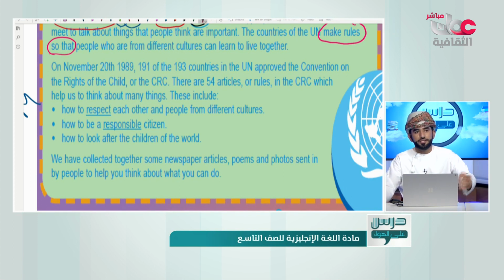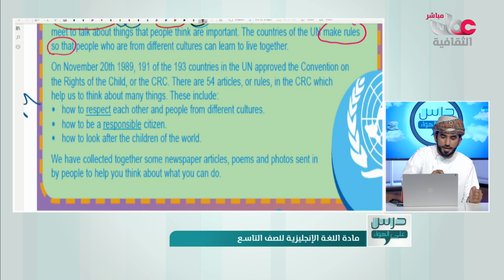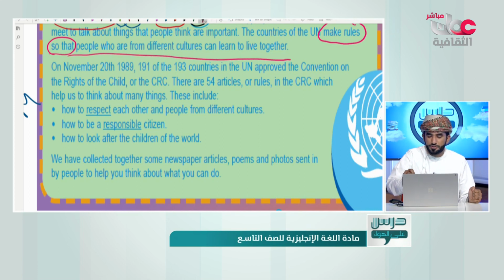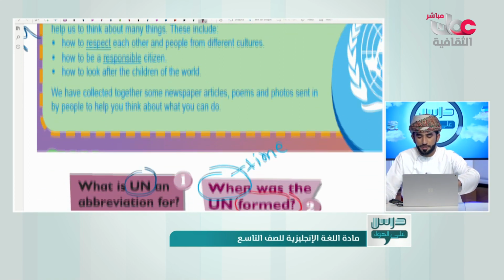So that, in order to, due to the fact, because. Of course, you've got so many phrases that you know are used to answer those kinds of questions. Start with why. You've got this "so that" phrase in front of you. People who are from different cultures can learn to live together. That is correct. Excellent. We said that the answer is just right after the phrase.